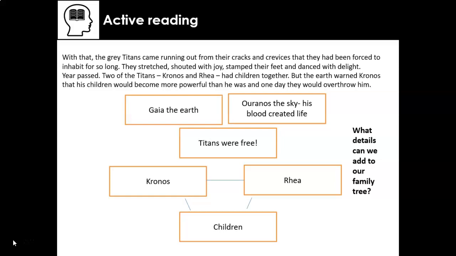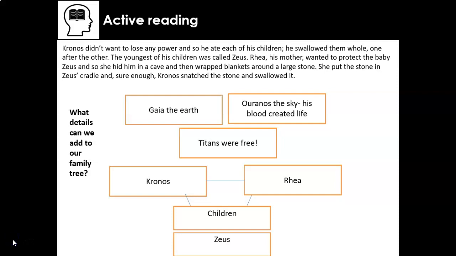Okay, so we're going to add our new players to our family tree. So Gaia and Uranus are at the top because they're the beginning of this family, aren't they? Then we've got our group of three Titans, and part of the Titans were Kronos and Rhea, who went on to have children of their own. Okay, now this is where our story gets a little quirky, because what does Kronos do? He eats his children. Oh my gosh. So he eats his children, except for a child called Zeus, who is saved by his mother.